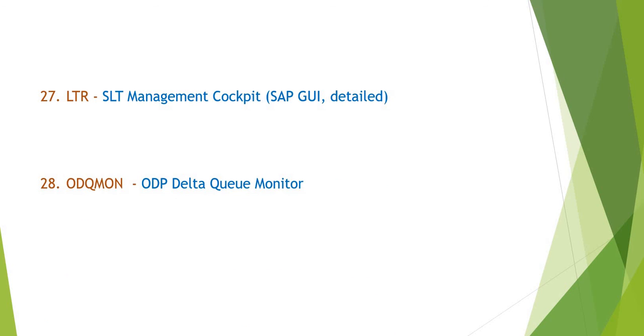Next, LTRS. It is used for the SLT management cockpit, and it goes into more detail about the SLT management. Last one in this slide that I have, the ODQMON. Here you can see the ODP Delta Q monitor. What are the subscriptions you have added in your system? Using this T-code, you can see and monitor what delta queues are being passed into your system.